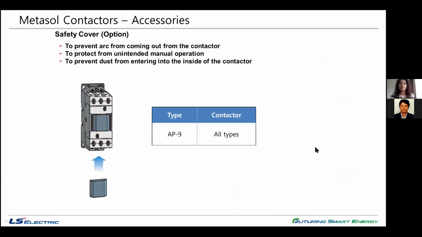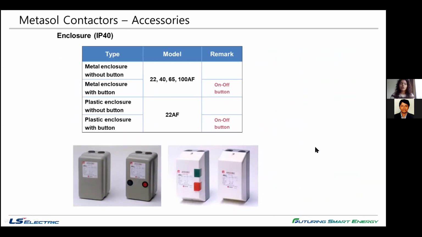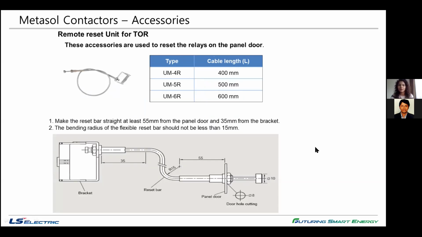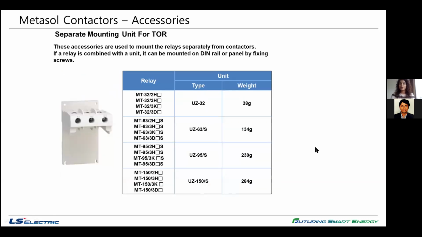Safety cover, this is to prevent the dust from entering the contactors and to prevent the arc. We also have enclosures with IP40 rating, and we have metal enclosures and plastic enclosures up to 100 ampere frame size with on and off button or without the button. For the thermal overload relays, we have remote reset unit with the cable length starting from 400 up to 600 mm. And again, for the thermal overload relay, we have a separate mounting unit if you do not want to connect it directly with the MetaSOL contactors.